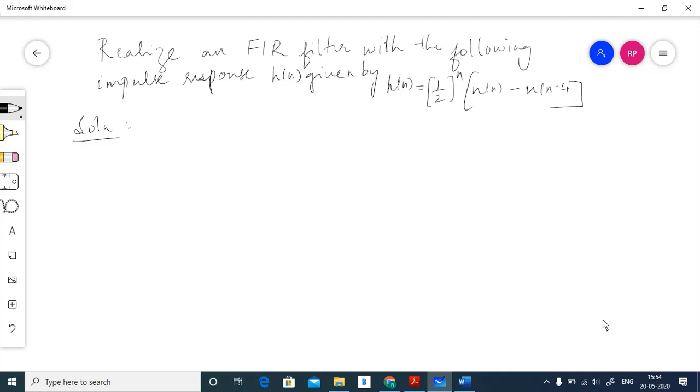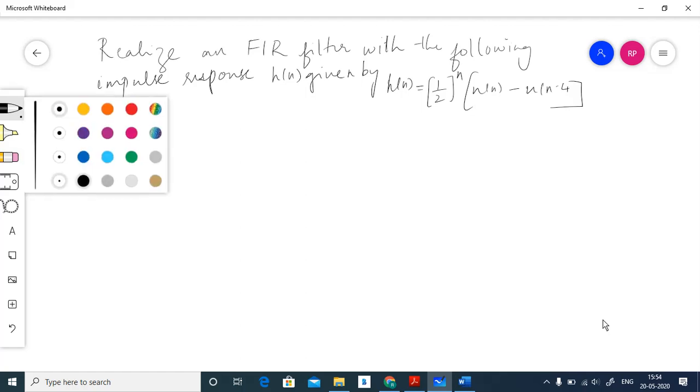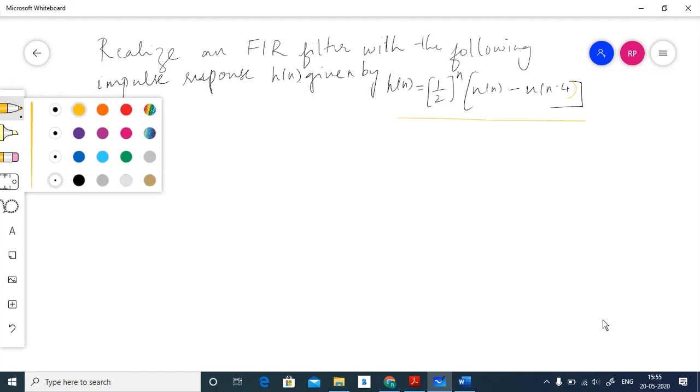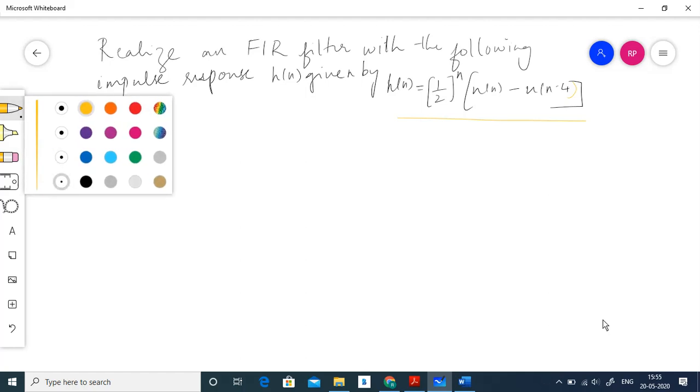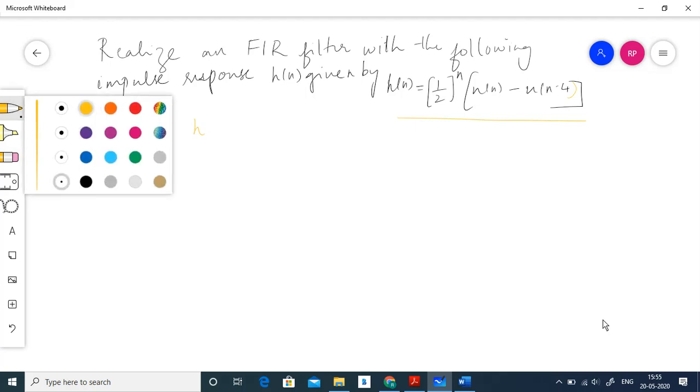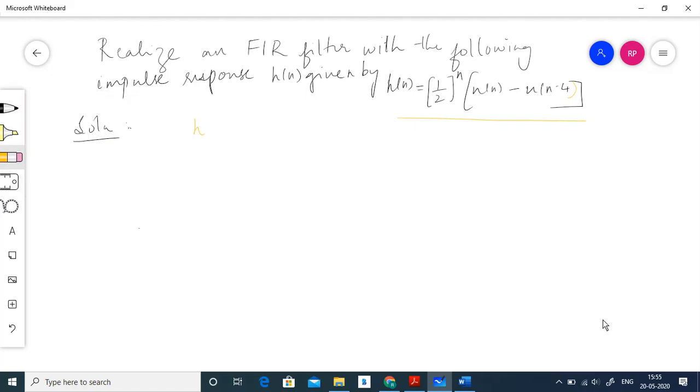So if you look at this, we can easily realize that this particular function will exist only between u of n and u of n minus 4. That means it will take only the first 4 values. Now we will substitute the first 4 values and see what we get as h of n. So if we substitute the first 4 values, we'll get h of n like this.